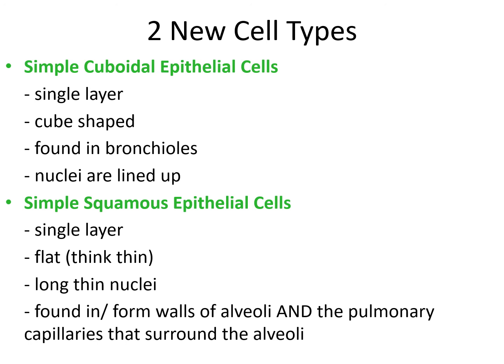And simple cuboidal, they're just a single layer. They look like a little cube. Have a little dot in the middle of them. That's the nucleus, right? These are found in the bronchial. These are some of the smaller airways.